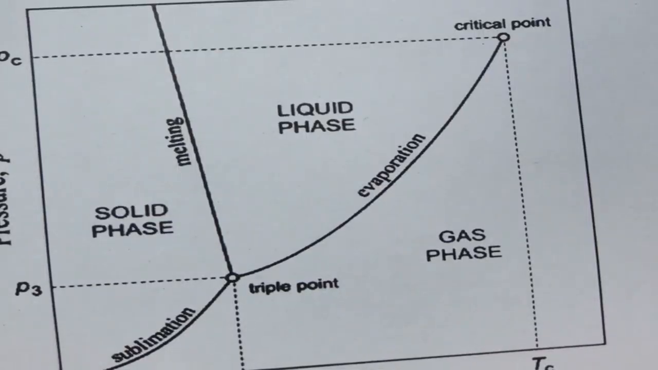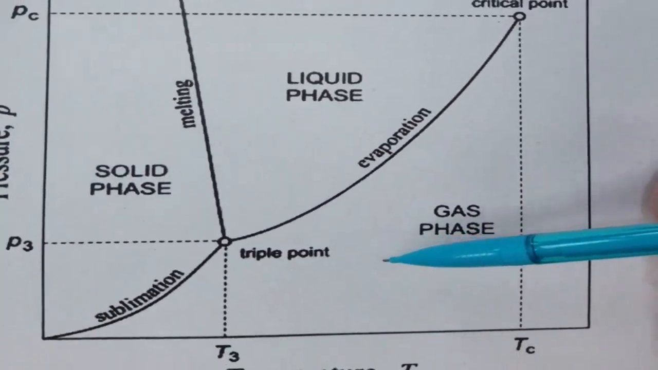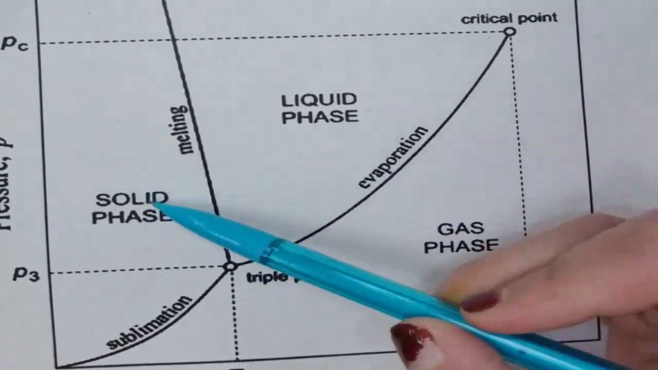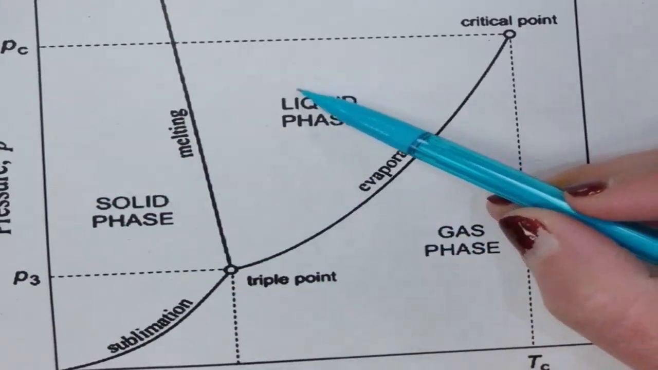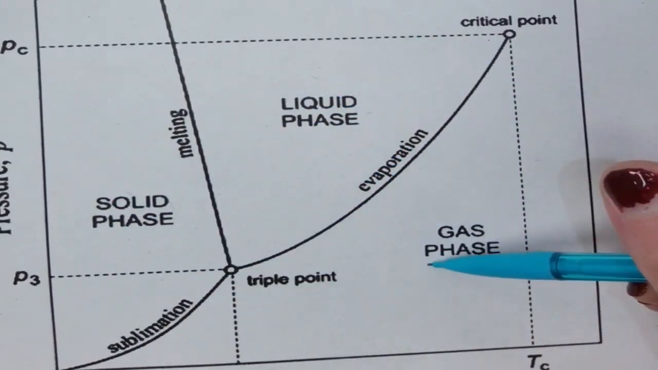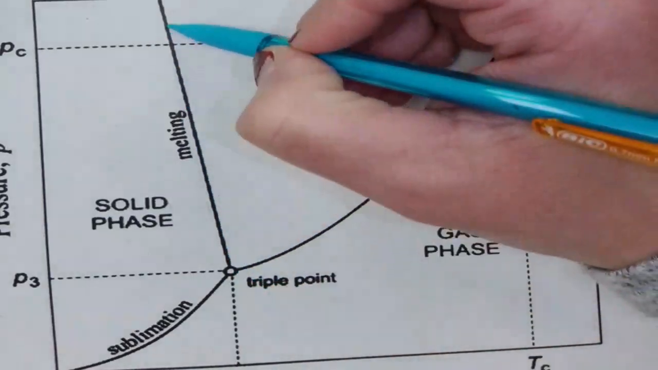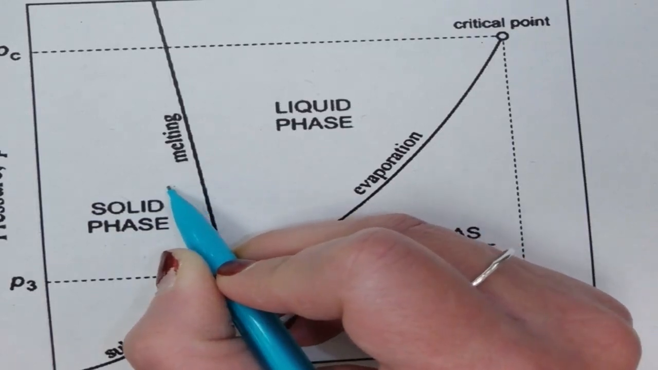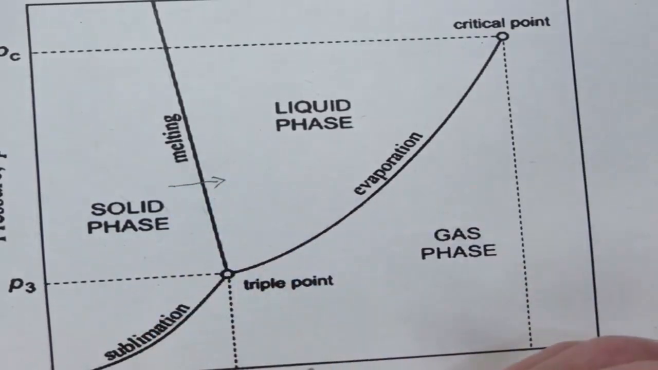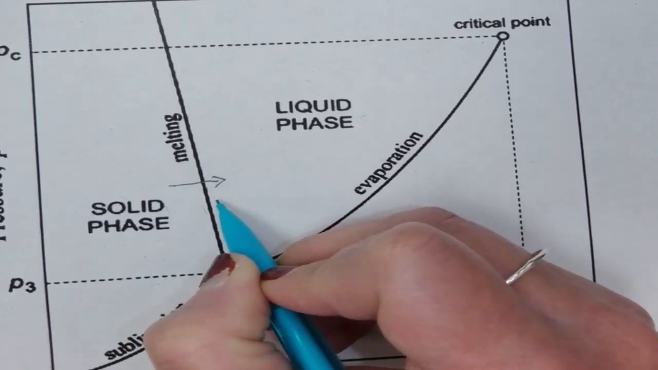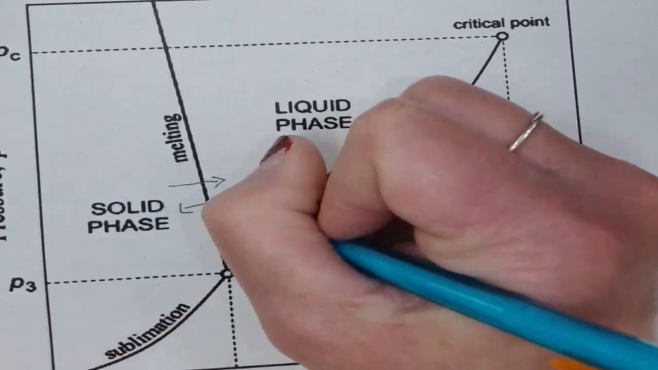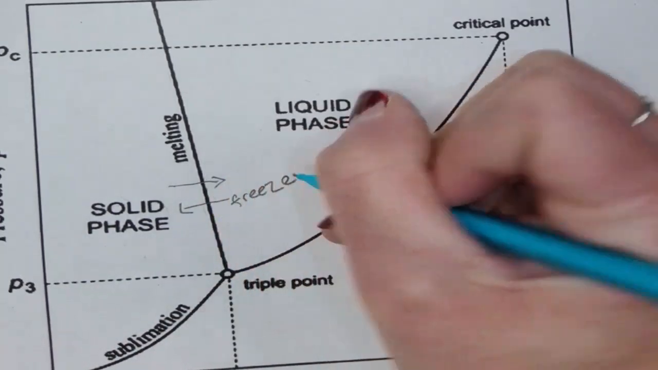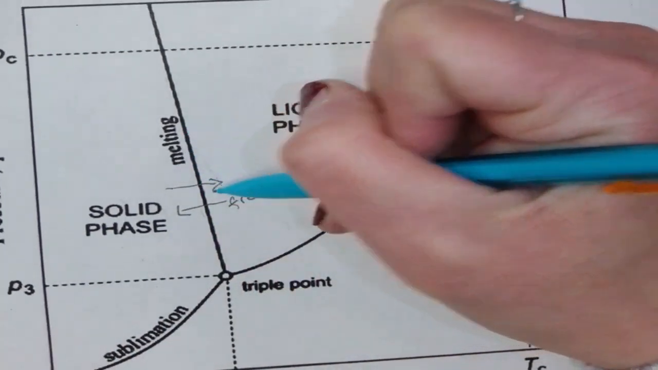All right, so today's lesson is going to be on phase diagrams. So when we look at a phase diagram, this is another way of representing all of our different phases. All right, so here's my solid phase, here's my liquid, and here's my gaseous phase. So this line right here represents melting as I go from a solid to a liquid. If I come back and go from a liquid to a solid, it would be freezing. So this line is my melting and freezing line.